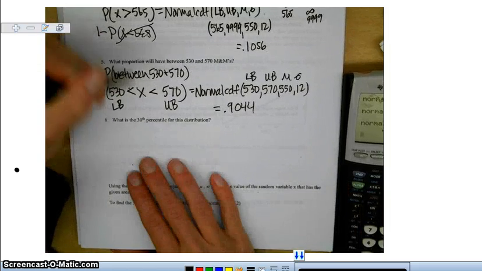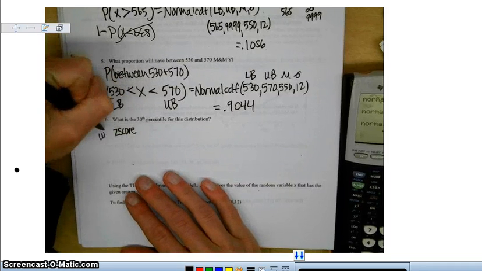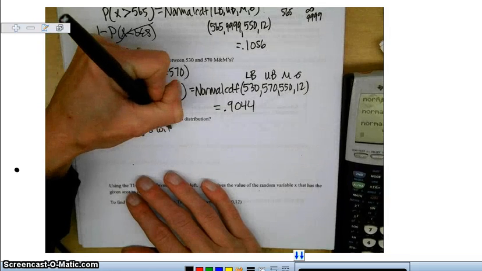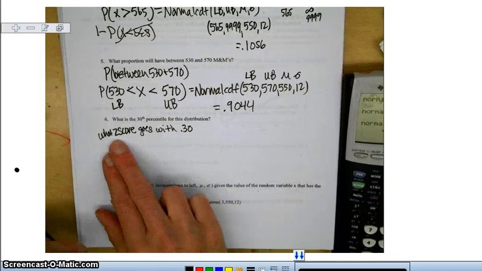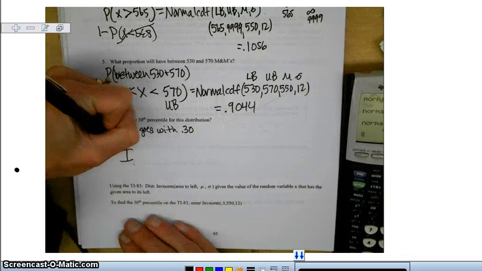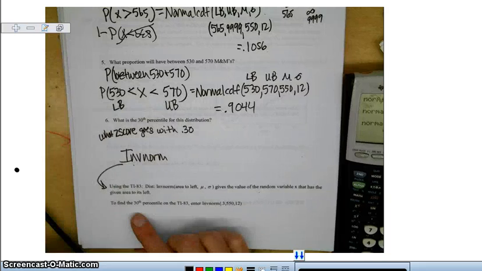What is the 30th percentile? So what we would have had to do is find what z-score goes with 0.30. And we'd have to look up the closest value to 0.30 and find the z-score. Well, our calculator actually has a command called inverse norm, and it's described right here.